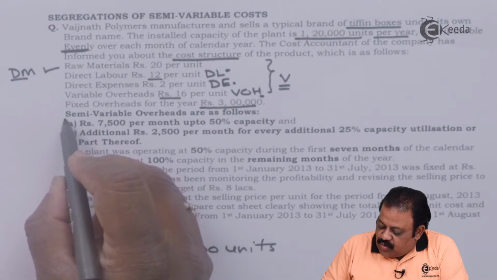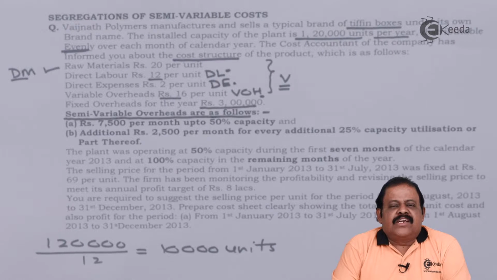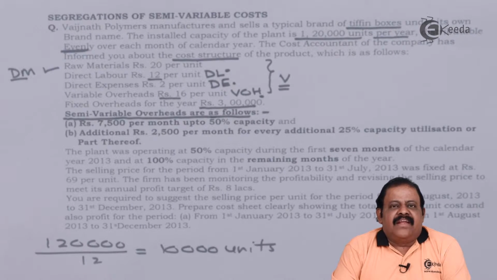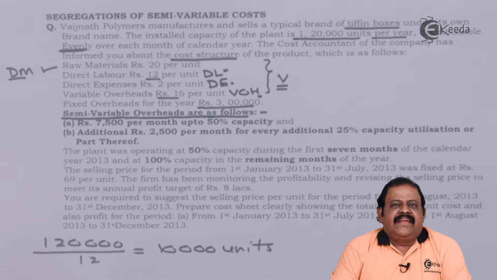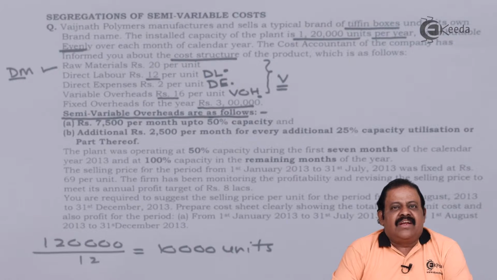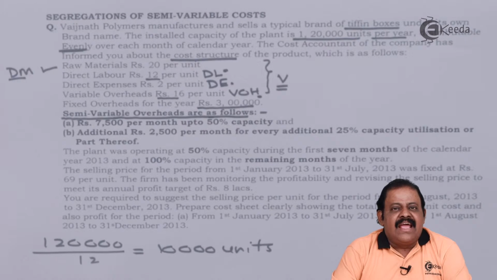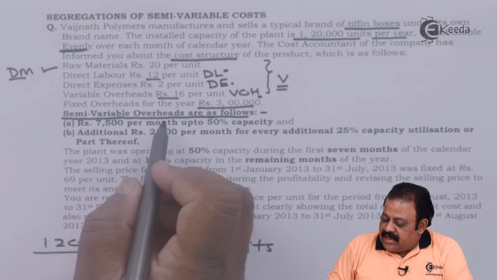Semi-variable overheads are as follows. So what are semi-variable overheads? Semi-variable overheads means they are partly fixed and partly variable. For example, in case of an electricity bill, even though we don't use electricity for a full month, we still get a bill of a minimum amount, that may be 100 or 200 rupees. That is called the fixed cost of electricity. As we increase electricity consumption, our electricity bill increases. That is the variable portion of our electricity expense. So that is an example of semi-variable overheads.